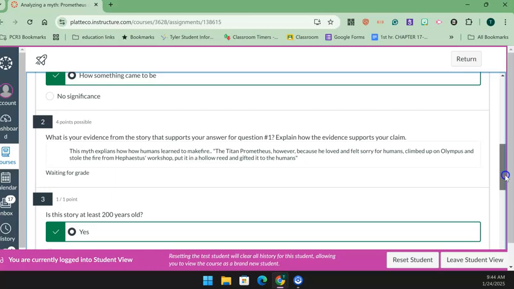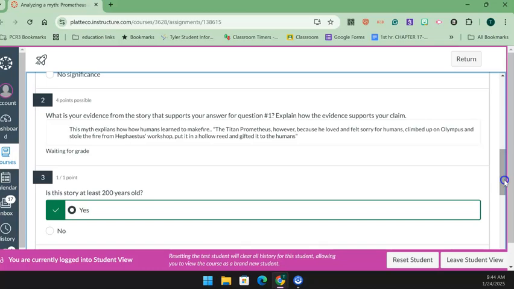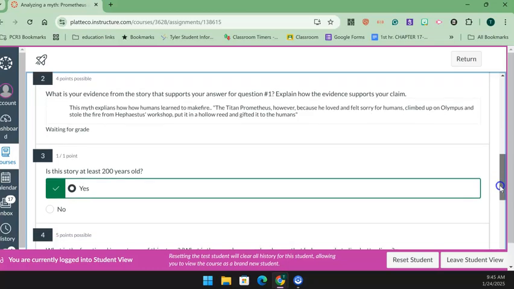Is this story at least 200 years old? Yeah, it's from ancient Greece. So yeah, it's at least 200 years old. And remember, to have staying power, a story has to be old and it has to have functional importance. So we have proven that the story of Prometheus and the theft of fire has how something came to be significance. We have proven that it is old. So if we can show that it has a moral or a lesson that ancient Greeks would have understood, then we could say it's a myth.